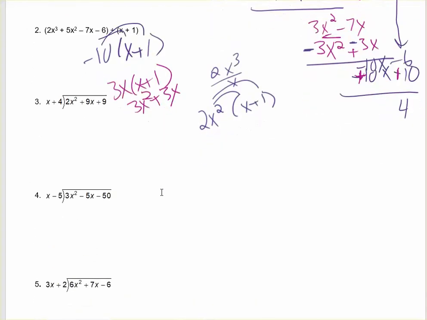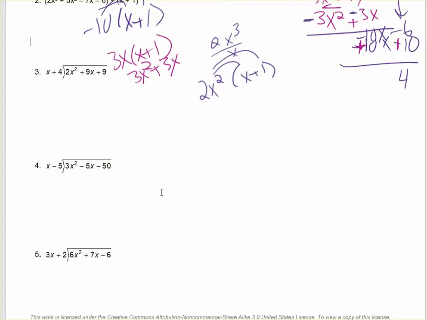Alright, let's look at one that's already set up like number 4. We have 3x squared minus 5x minus 50 divided by x minus 5. So again, we focus on the first term, the x, and we're thinking to ourselves 3x squared divided by x. What would be left if I pulled an x out of that? Well, we would be left with 3x because one of the x's would be pulled out. Then you multiply back. And when you multiply back, you have to multiply it by the x minus 5, the whole thing that's in the front.